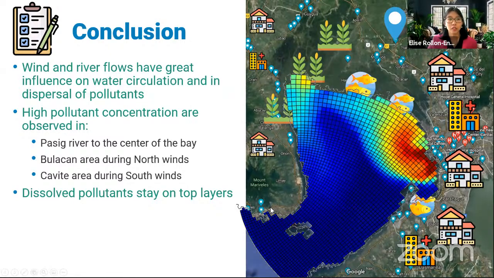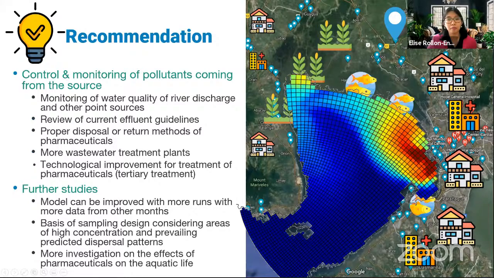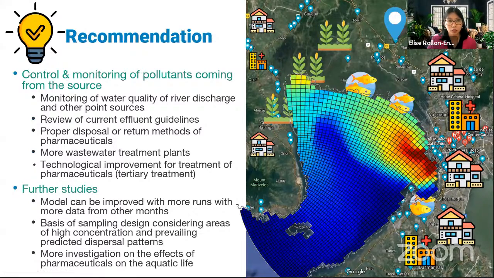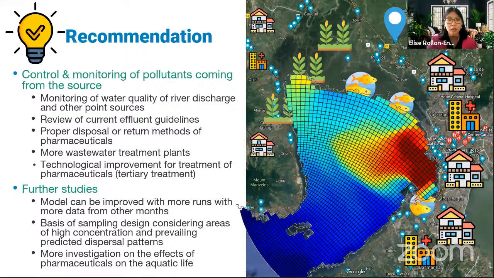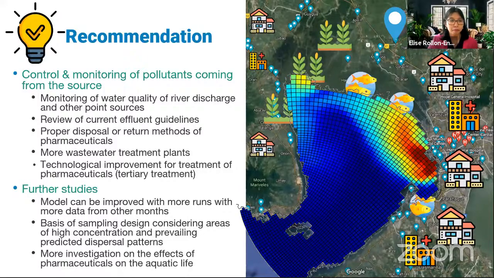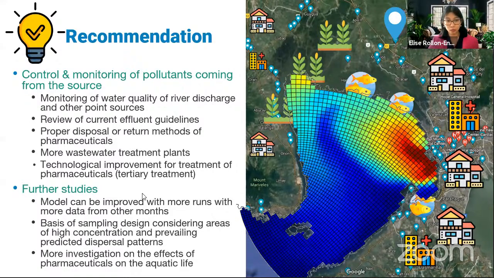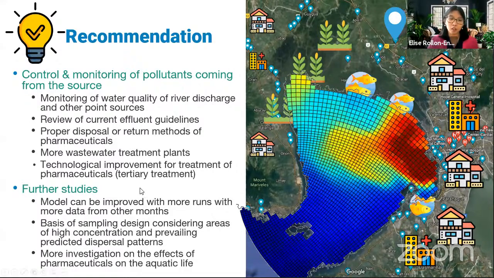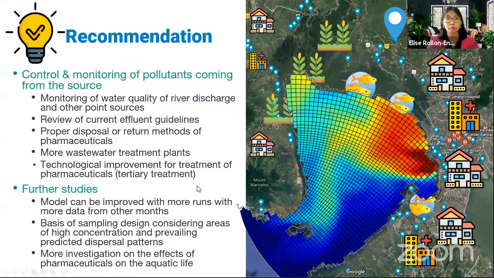For our recommendations, control and monitoring of pollutants coming from the source should be done. We should monitor the water quality of the river discharge and other point sources. We should review our current effluent guidelines, and we should have proper disposal or return methods of pharmaceuticals, more wastewater treatment plants, and technological improvement for the treatment of pharmaceuticals, such as tertiary treatment plants.